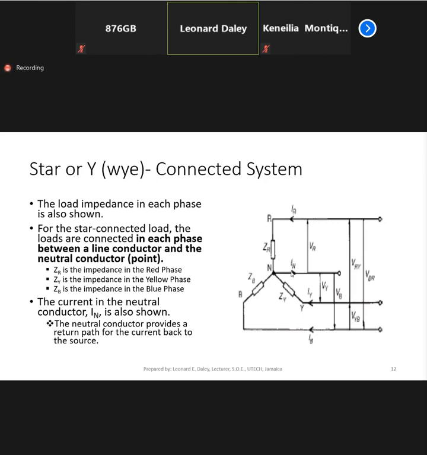All right. The diagram also shows the neutral current. And that will be the return current. So you will have a flow like this along the red line, through the neutral back to the source, along the yellow line, through the neutral back to the source, and along the blue line, through the neutral back to the source. All right. So that's basically the paths that the currents travel.